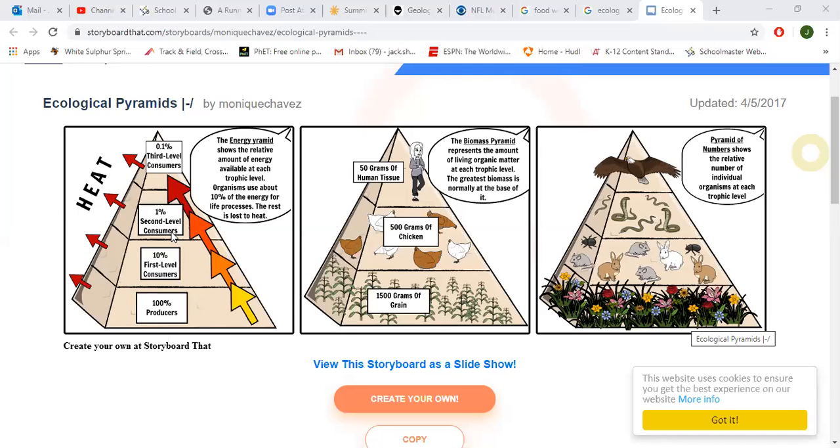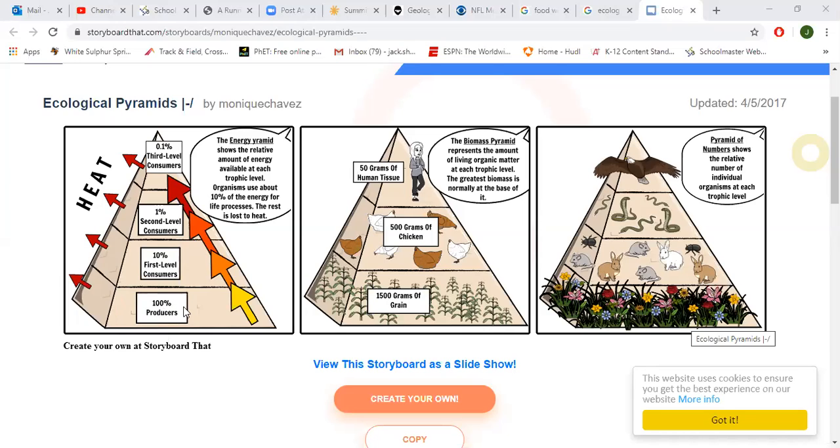Most of it gets used when your body is doing the processes that it needs to live, okay? So like digestion, your heart beating, moving, electric impulses throughout your neurons, all of those sorts of things take energy, okay? So only about 10% of that is getting used to make new, more tissue, okay?